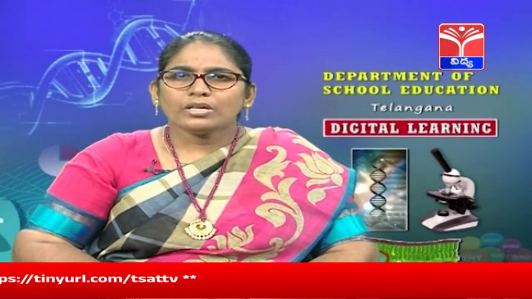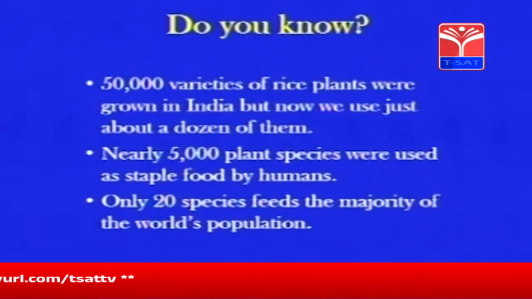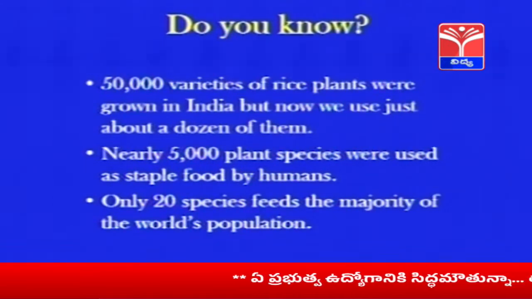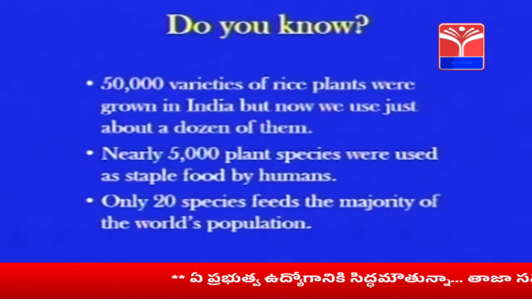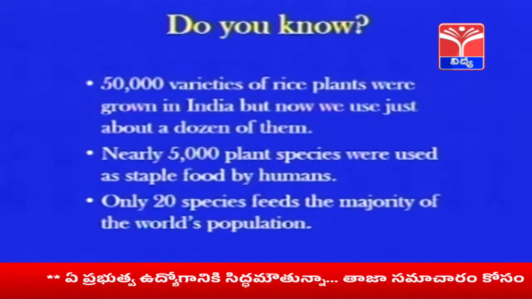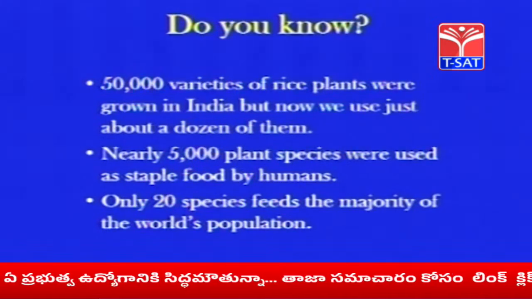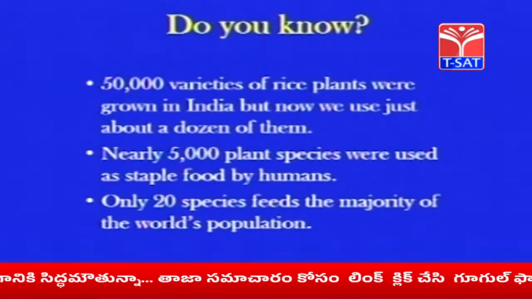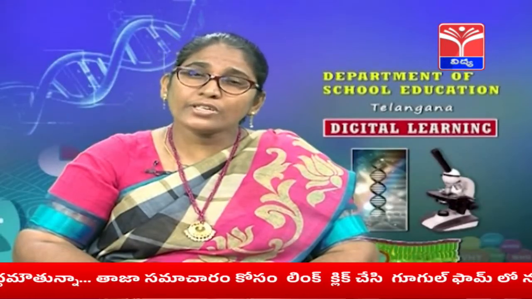Do you know that 50,000 varieties of rice plants were grown in India? But now we use just a few dozens of them. What does it mean? It means the rice. We might have heard about the varieties of rice, that is Sona Masuri, Jaya, Masuri, BPT. So we hear different types of varieties of rice, children, right? Such varieties, how many varieties were known? More than 50,000 varieties of rice were known.